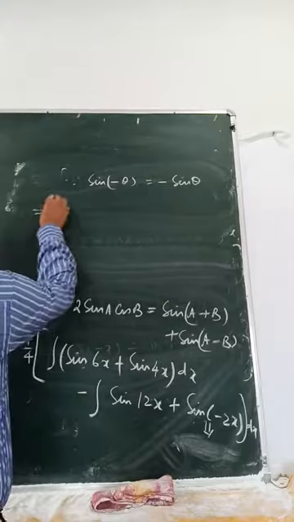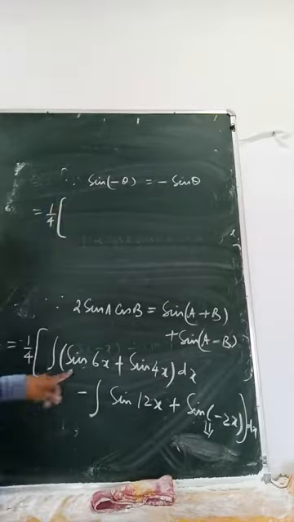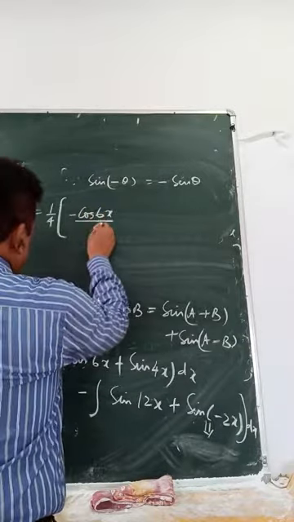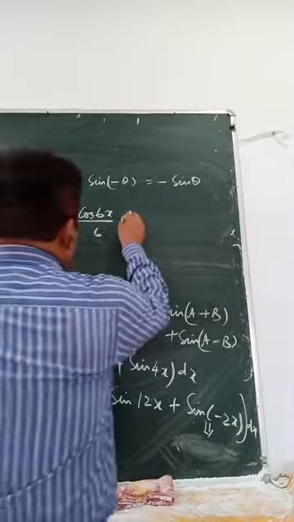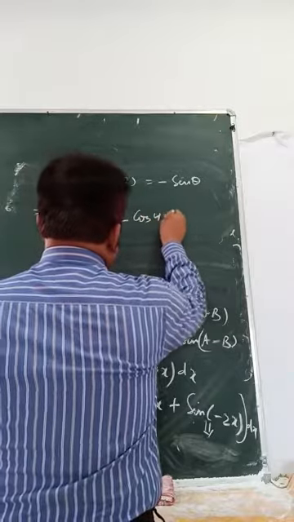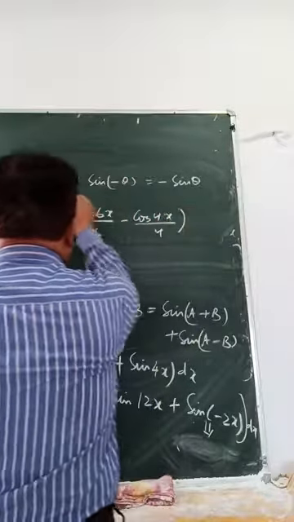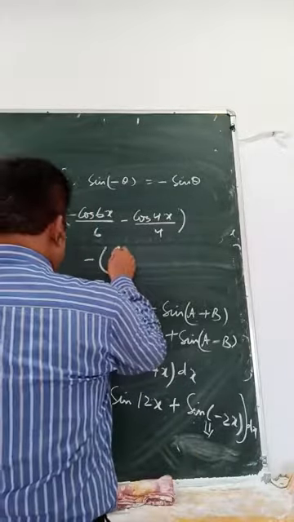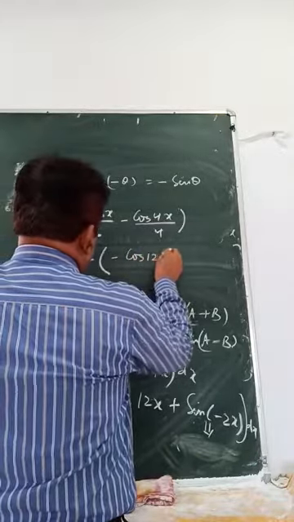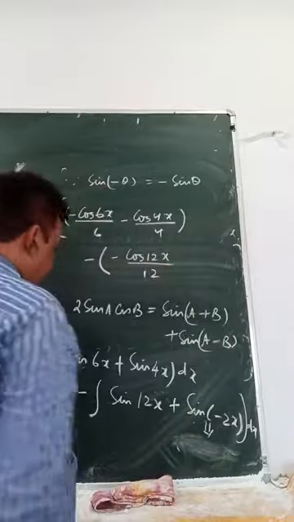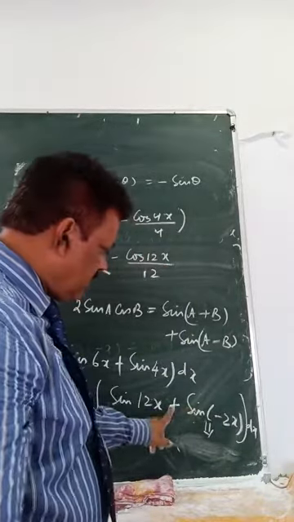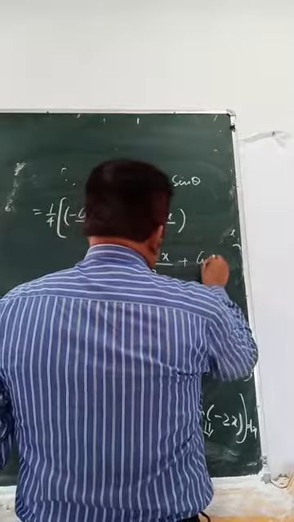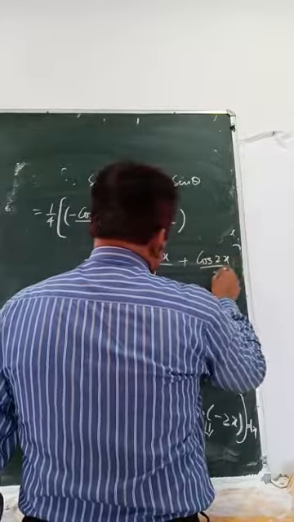Okay, 1 by 4. This is minus cos 6x by 6 minus cos 4x by 4. This is one part. Minus cos 12x by 12. Then this minus has come here. This is sin, again minus, so minus will be plus. Cos 2x by 2. Okay.